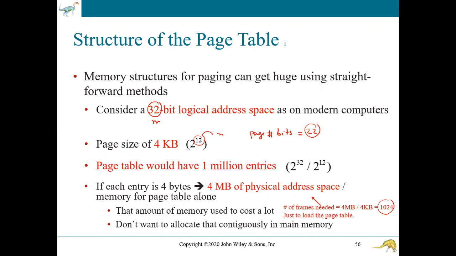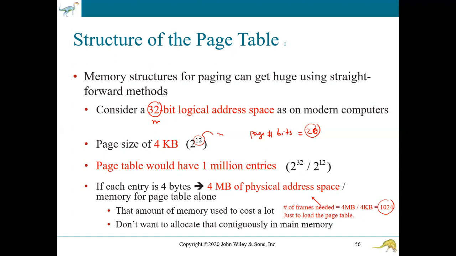Is it 22 or 20? 20, yeah, 20. You're right, sir. Because 32 minus 12, right? You're absolutely right. Okay, 20 bits, 20 bits you require. Okay, all right. So each entry is 4 bytes. Just another question. Go ahead.